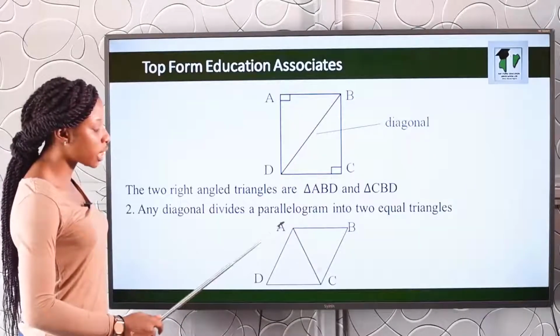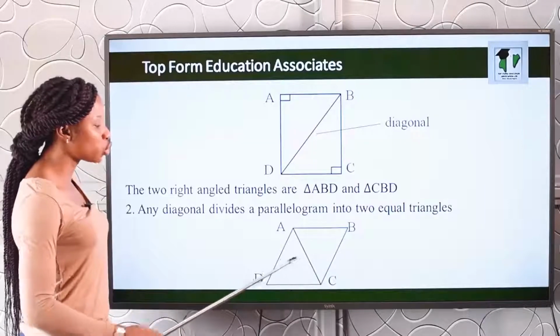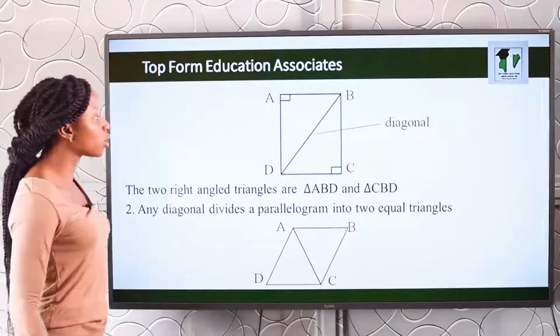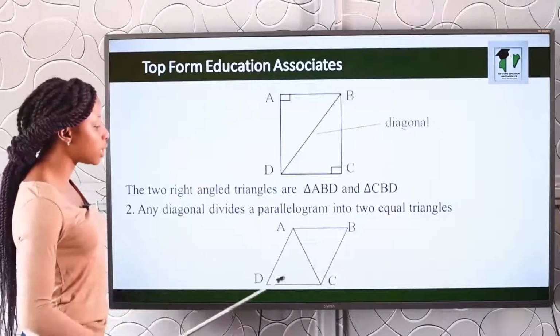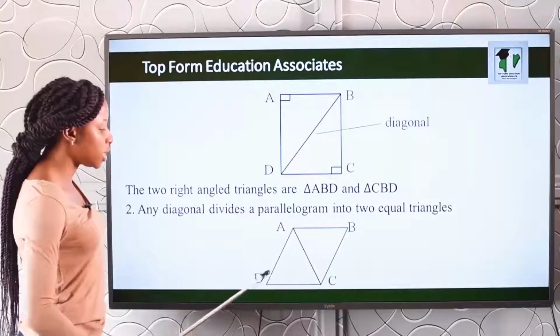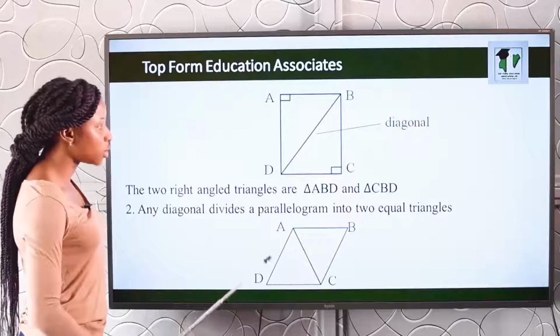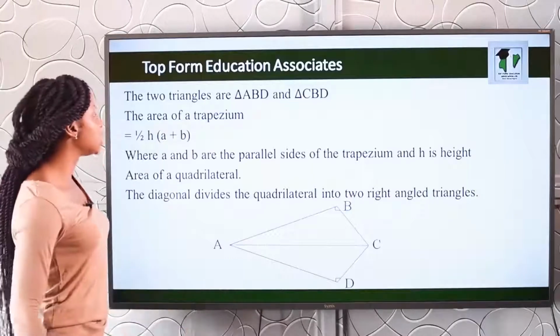Look at it, from point A to point C, and we have two equal triangles formed. The two triangles formed here are triangle ABD and triangle CBD.